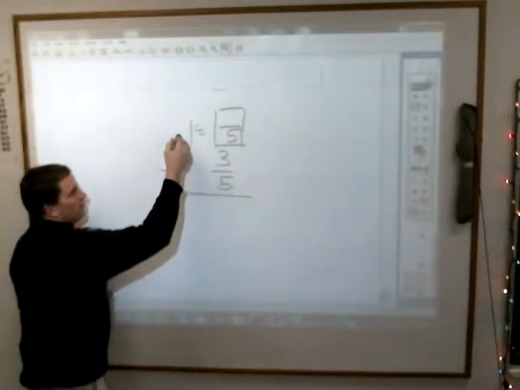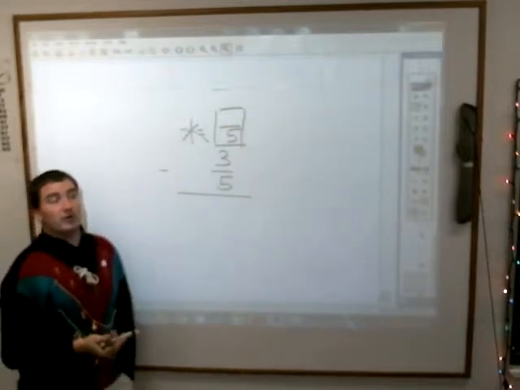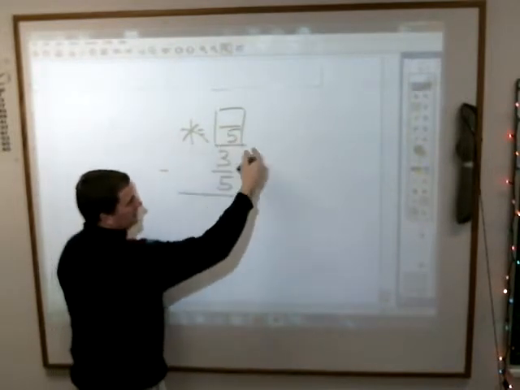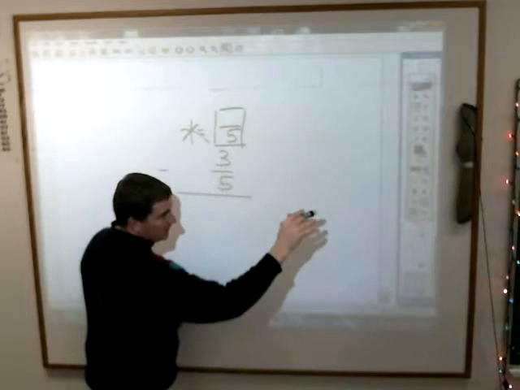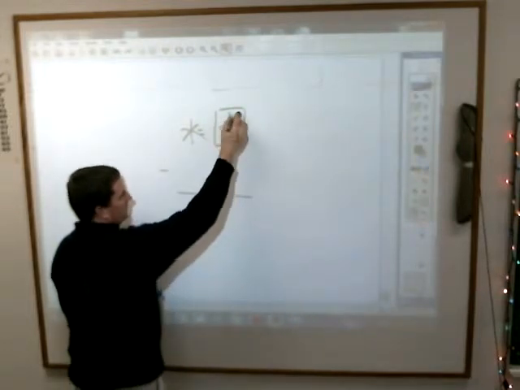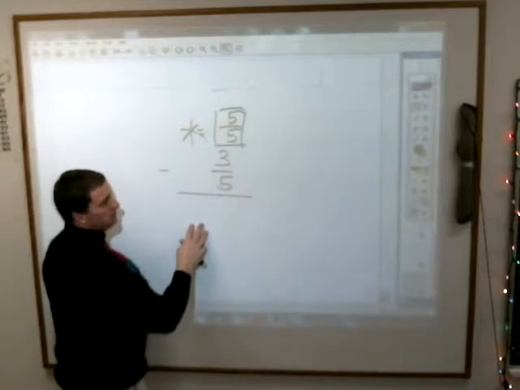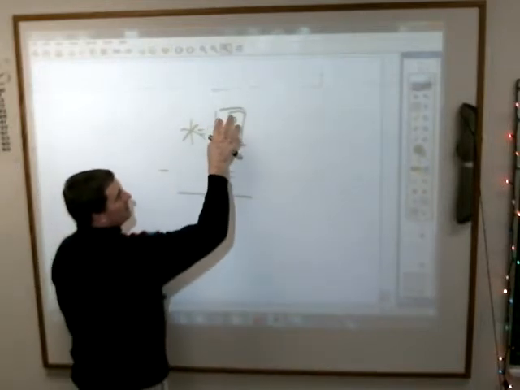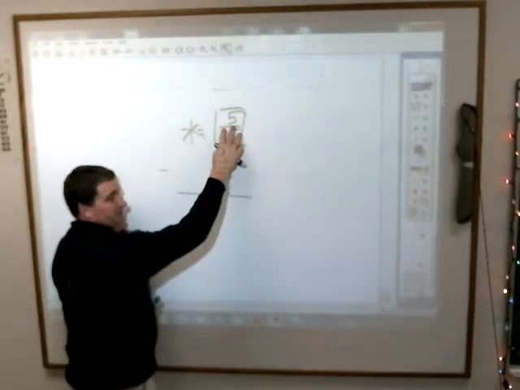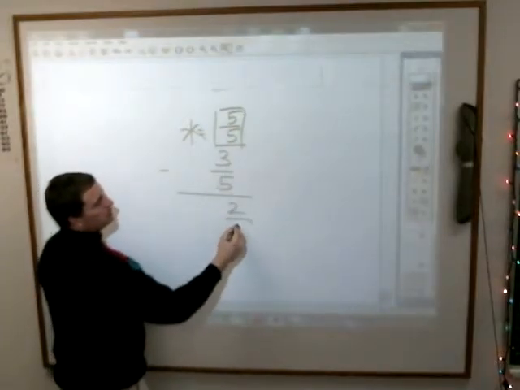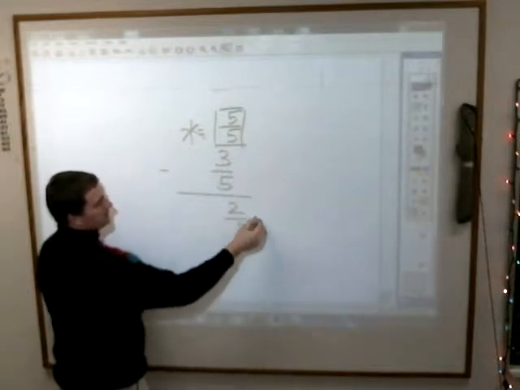I'll cross off my 1 because it's not there anymore. What number would go on top of the 5? 1 is how many fifths? If you take a pizza, cut it into 5 pieces, and you eat the whole thing, you've eaten how many pieces? 5. Thank you very much. So 1 equals 5 over 5, and now you can do the subtraction, because if you have a pizza cut into 5 pieces, and you take 3 of them away, you only have 2 of the 5 pieces left.